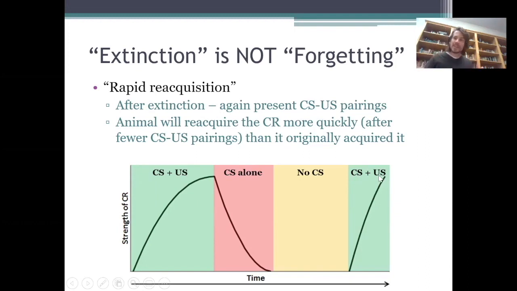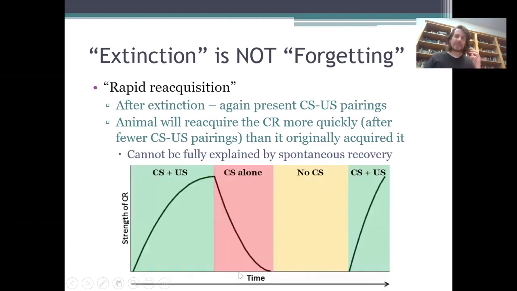So, guys, that association between the CS and the US, even after extinction, must still be sort of lurking behind the scenes, right? That original learning that the animal did during acquisition must still be there. It must be preserved still somewhere in the animal's mind, even after that outward, observable conditioned response has been extinguished.